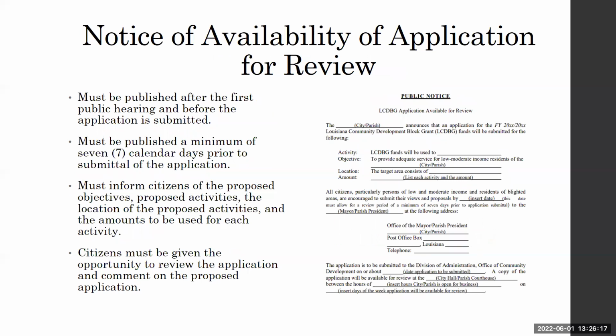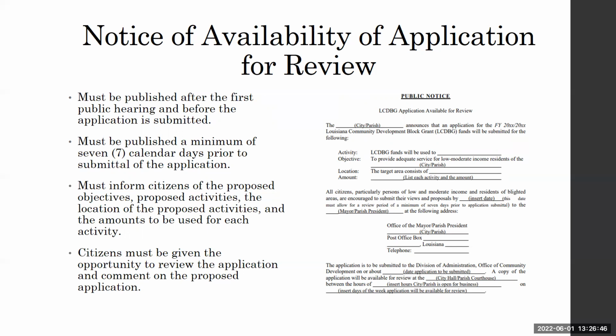The notice of availability of the application for review. So with your citizens' input and within the guidelines of the program, you can develop your project. So after you have your application completed, after the first public hearing, but before you submit the application to us, you need to publish a second notice, making the application available for citizens to review.